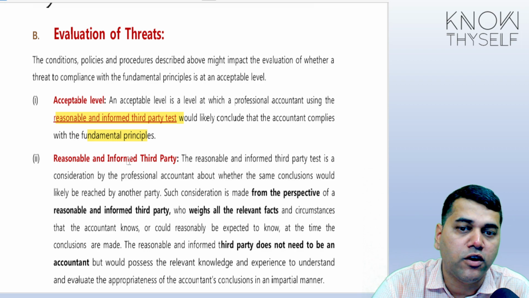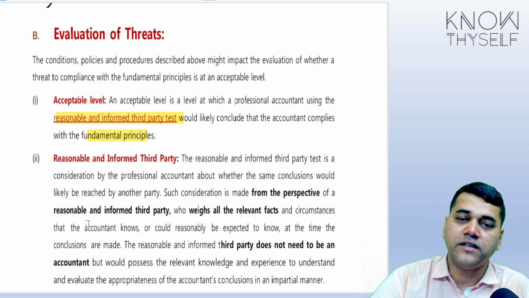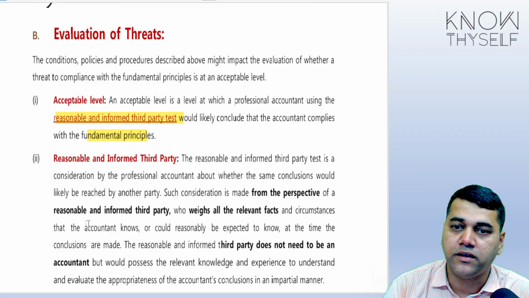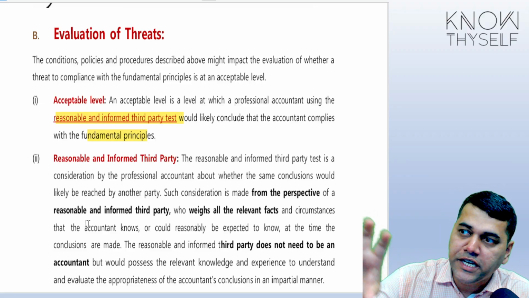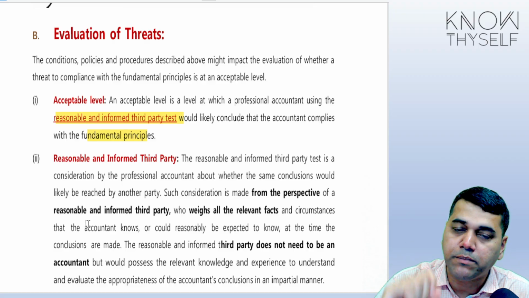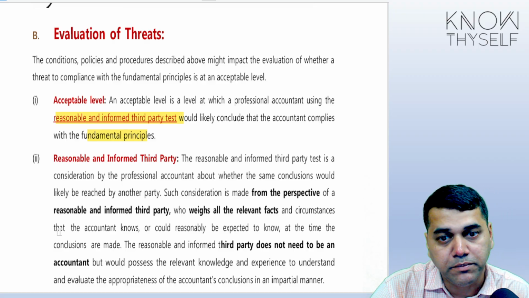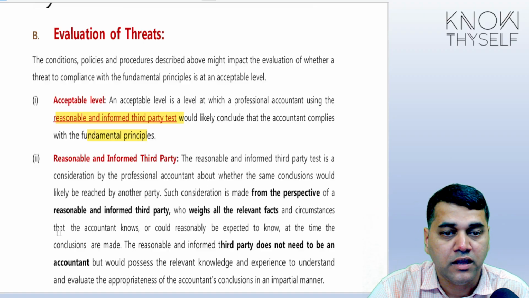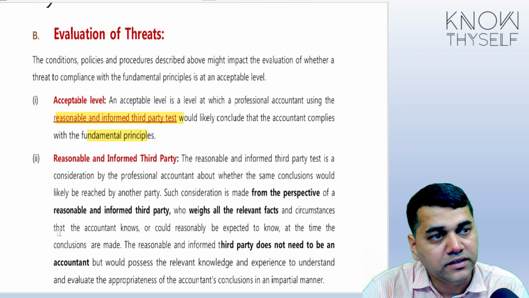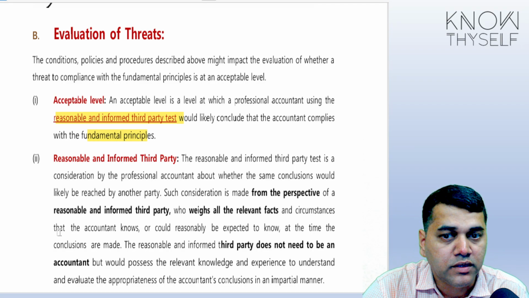So what is this informed third party test? It is behaving as if I am a third party, or somebody has asked me, I am an independent observer of a third party, what that person would have done. That's called a reasonable and informed third party test. How a third party would have behaved. And I'll say, is it that same way I would have also behaved? That is called the acceptable level of the threat.